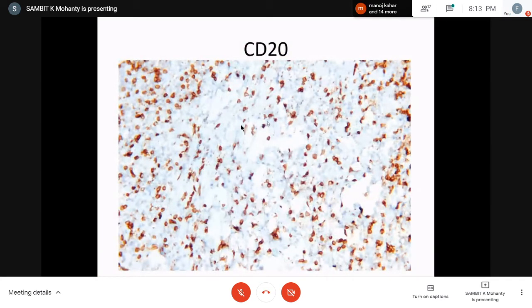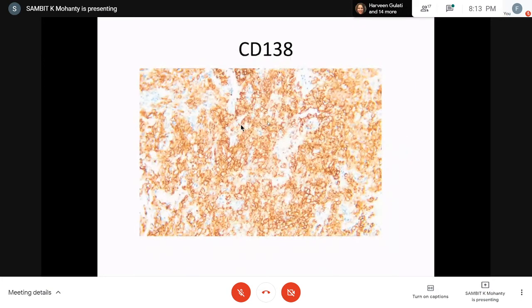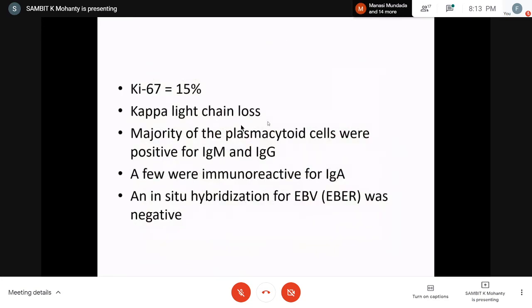So the CD20 was positive in some of the cells. This was not my case. I inherited it from somebody else. I don't have all the slides, but I can give you all the information in this. This is CD3. This is CD138. CD138 was also positive. Ki-67 was 15%. There was kappa light chain loss. The majority of these plasmacytoid cells were positive for IgM and IgG, and a few were immunoreactive for IgA. And in situ for EBER was negative.